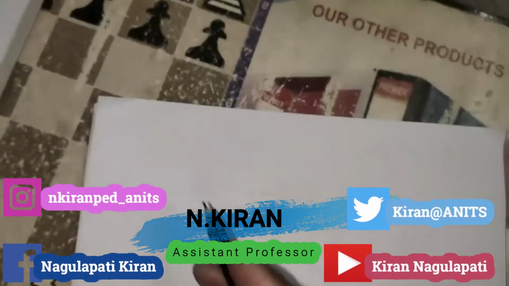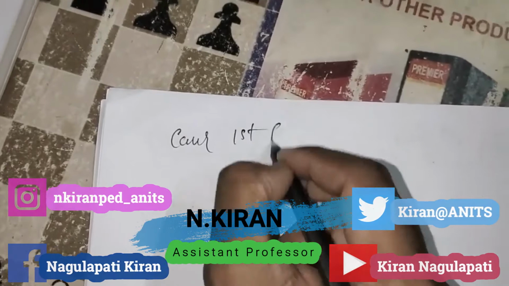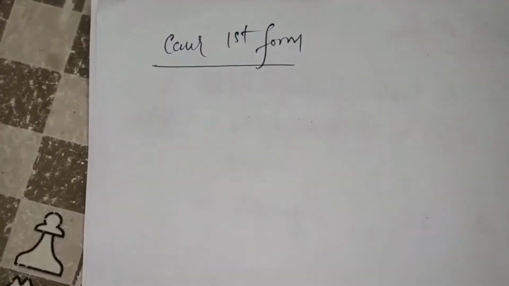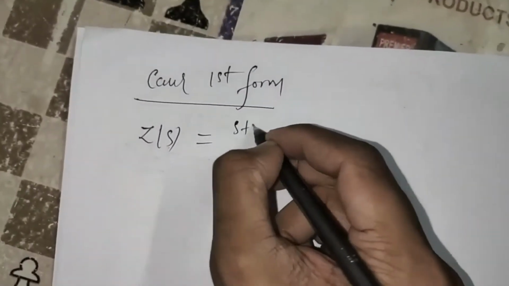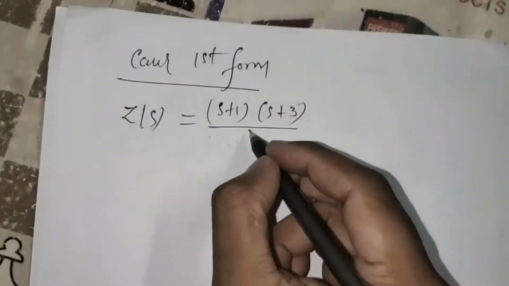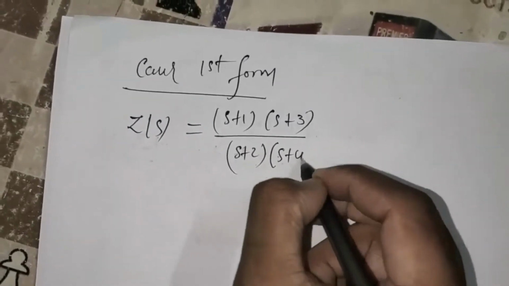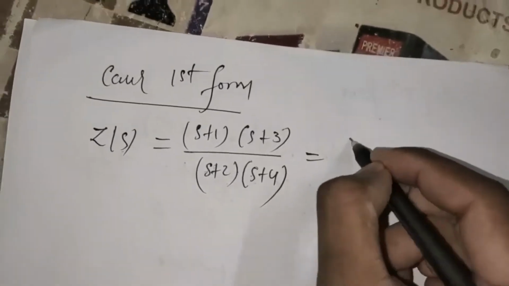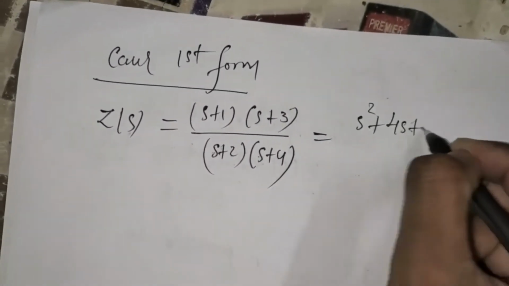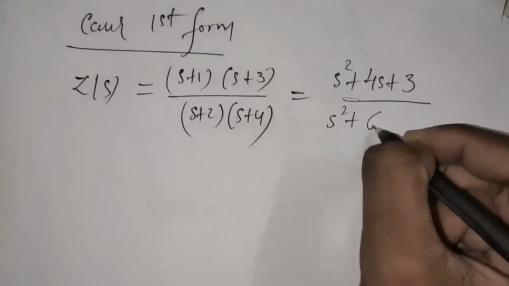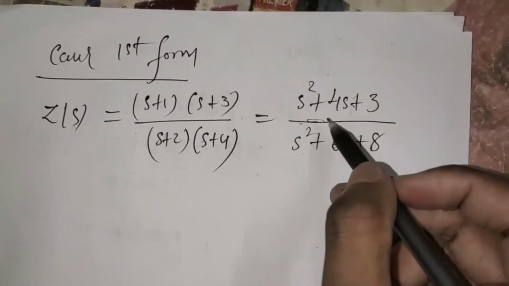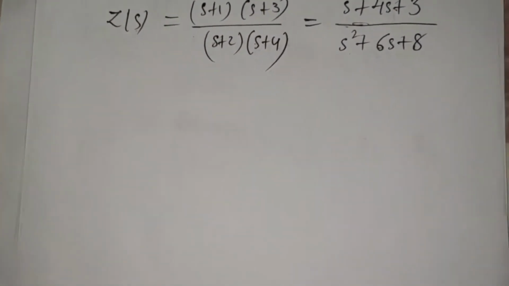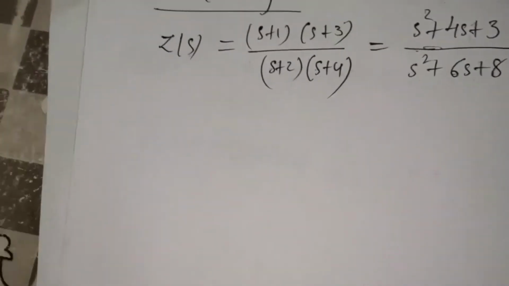So the third method is Cauer first form. As we know, Cauer first and second forms use the continued fraction method. In Cauer first form, this is the given impedance function, s plus 1 into s plus 3 divided by s plus 2 into s plus 4. I can write this as s square plus 4s plus 3 over s square plus 6s plus 8. Since both the numerator and denominator are arranged in descending powers of s, we can move forward in applying continued fraction.